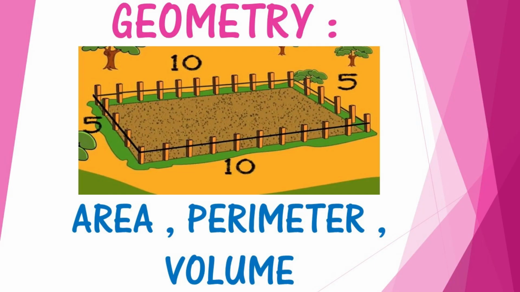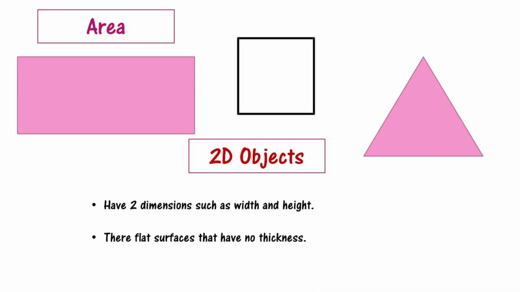Today we will understand about geometry, area, perimeter and volume. We will understand the concept and solve some of the questions related to it. Let's start with this lecture. First of all, we will understand about area. These are 2D objects like rectangle, triangle, square, having two dimensions such as width and height. Their flat surfaces have no thickness.